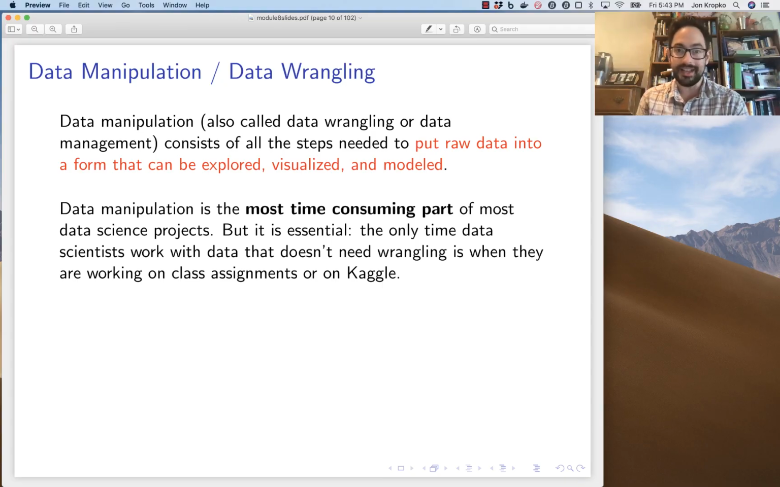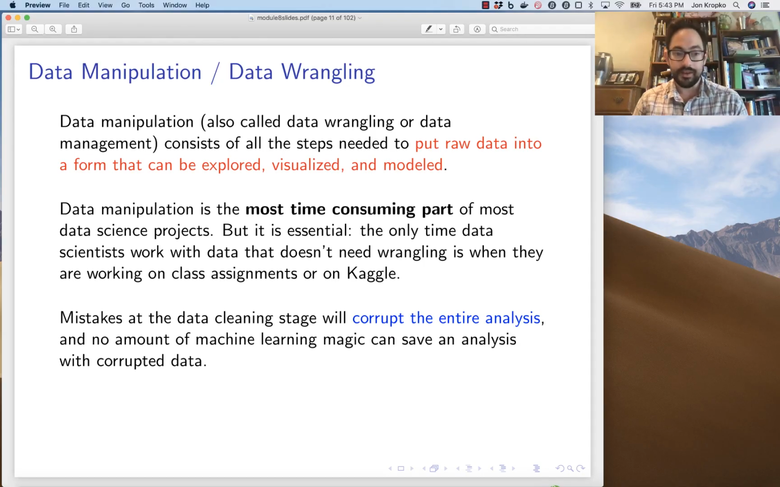I think that the only time I've ever seen a raw data set that was clean was when I was working on a class assignment or when I was working on Kaggle. In the real world, clean, raw data doesn't exist. Mistakes happen at the data cleaning stage, and if they do, they can corrupt the entire analysis. If you feed corrupted data into a machine learning model, no amount of machine learning magic can save the analysis.